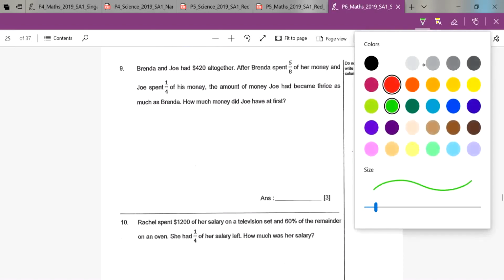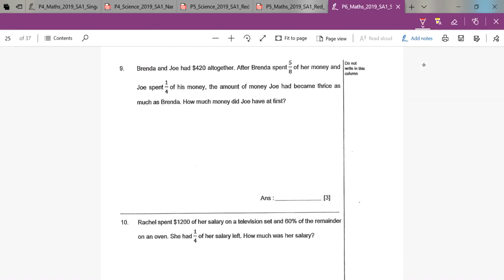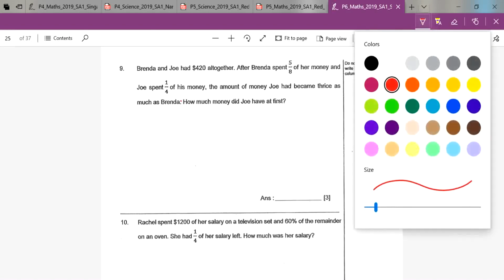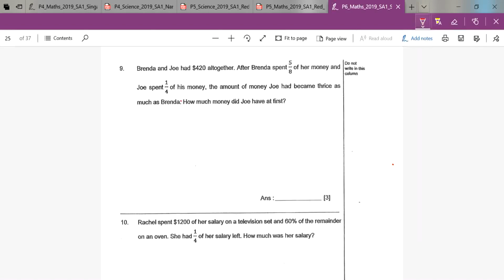Brenda and Joe had $420 altogether. After Brenda spent 5 over 8 of her money and Joe spent 1/4 of his money, the total amount of money Joe had became twice as much as Brenda. How much money did Joe have at first? Alright, so Brenda spent 5 out of 8 of her money, right? Which means Brenda left 3 out of 8 of her money. Joe spent 1/4 of his money, so Joe left 3/4 of his money.